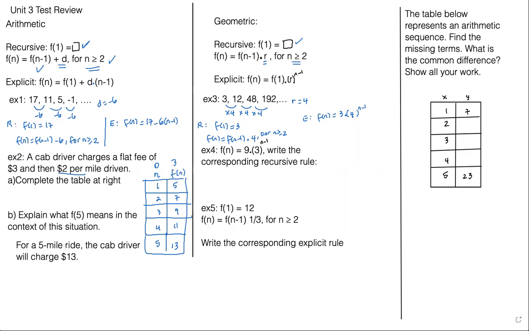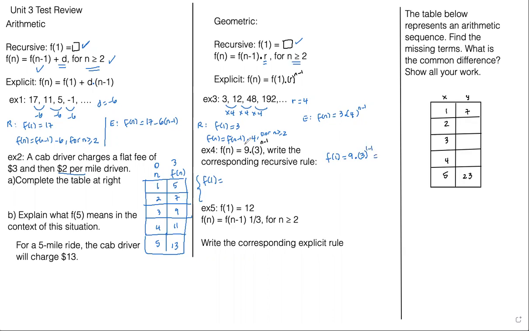Example 4, it says f of n equals 9 multiplied by 3 to the n minus 1. And then the question says, write the corresponding recursive rule. So for the recursive rule, we want f of 1 first, right? So what is f of 1? I would normally put it like this. F of 1, you plug in 1 into the equation. Be careful, f of 1 is 9 multiplied by 3 to the 1 minus 1.